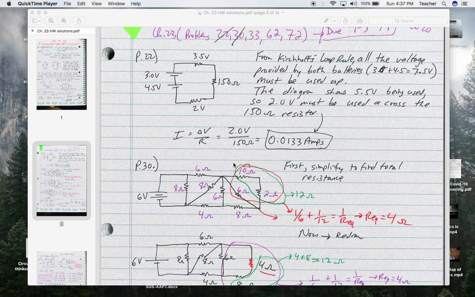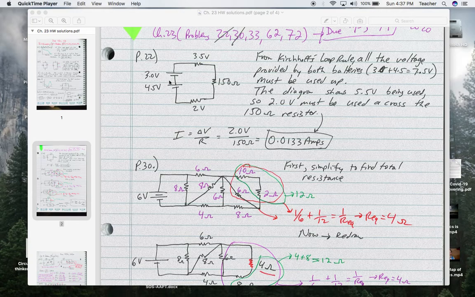So going to problem 22, for Kirchhoff's loop rule, all the voltage provided by both batteries, so 3 volts plus 4.5 volts, which is 7.5 volts, has got to be used up across all three resistors. So we're shown that we've got 3.5 volts and 2 volts across here. That means we've got 2 volts left across this. So if I have 2 volts across 150 ohms, that tells me the current through this must be 0.0133 amps.